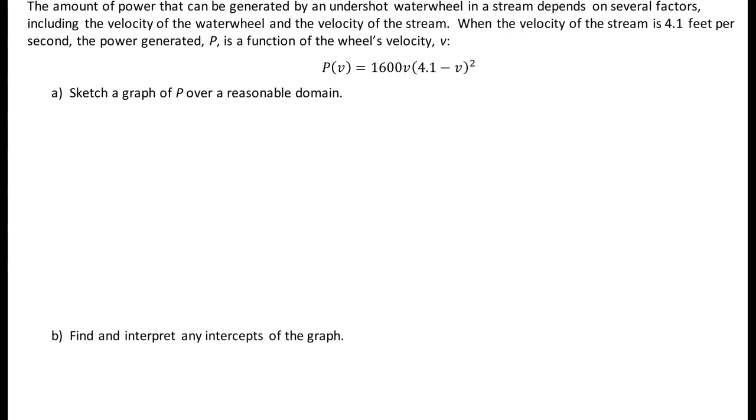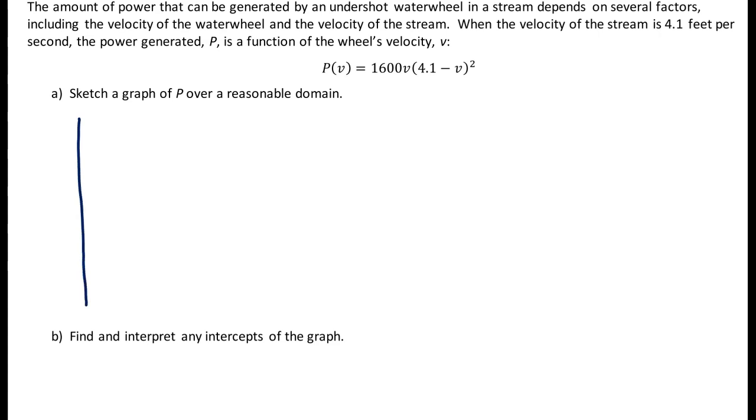So the water wheel could be moving a little slower or a little faster than that, and that's what's going to determine the power. The first thing we're asked to do here is to sketch a graph of P over a reasonable domain. So just like with our other sketches, this doesn't have to be perfect. Try and sketch these by hand, and then feel free to go back in and use technology to try to perfect your graph a little or check and make sure that it looks good.